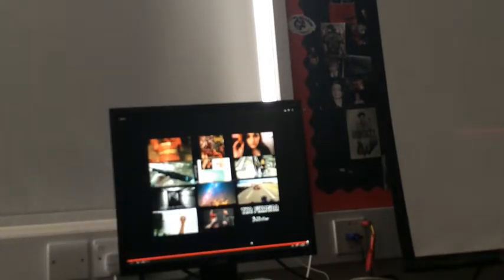Because Splice doesn't let you do that, does it? Splice is simple. Yeah, and you only have a fade in and fade out on Splice, whereas you had more on iMovie.